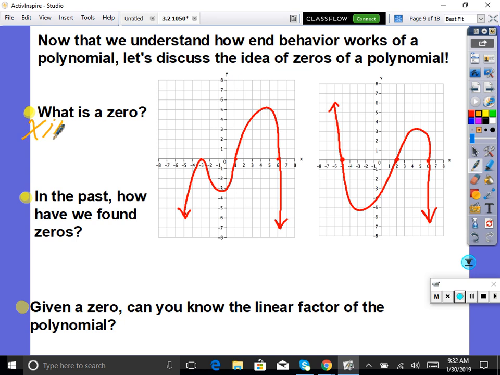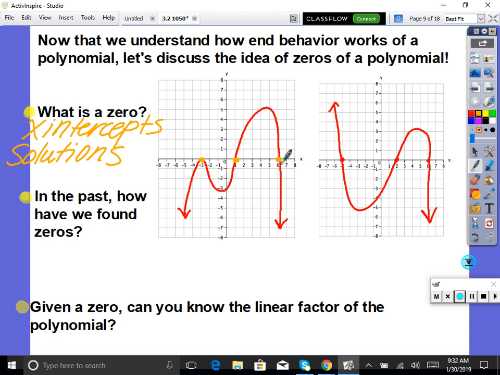Yep, x-intercepts, which are also known as the solutions to a polynomial, right? X-intercepts are solutions. So we can call them zeros, x-intercepts, solutions. They all mean the same thing. So right here's an x-intercept, here's a solution. Right here's a zero, it's a solution. Right here's a zero. Do you guys see how those are all x-intercepts? Okay, awesome.